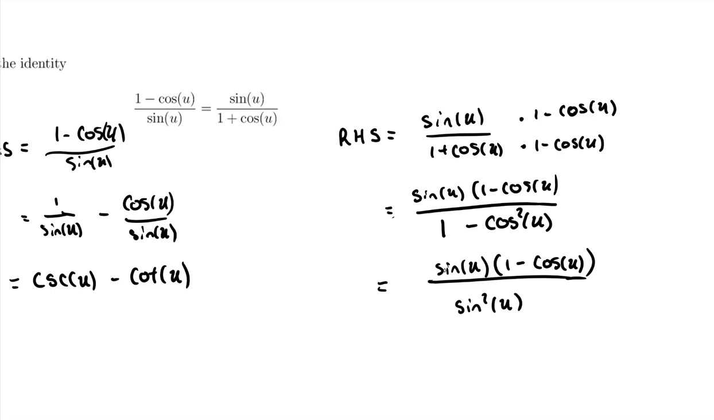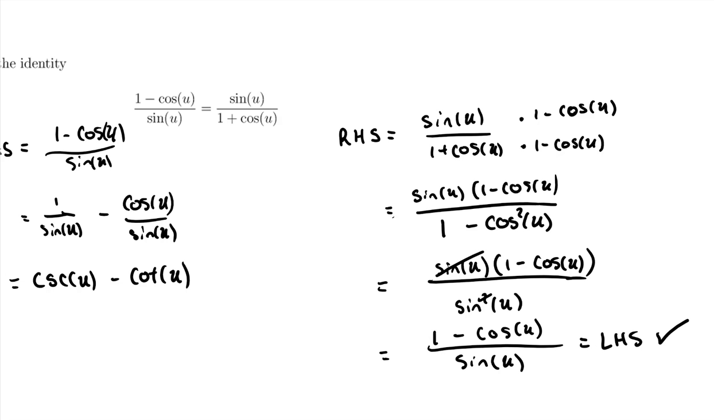From here, you can see the sine in the numerator will cancel with one of the sines in the denominator to leave you with a 1 minus cosine of u divided by sine of u, which is exactly that left-hand side of the equation. So we are done here.